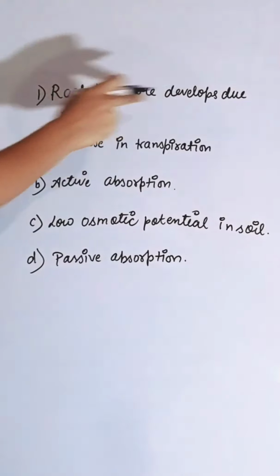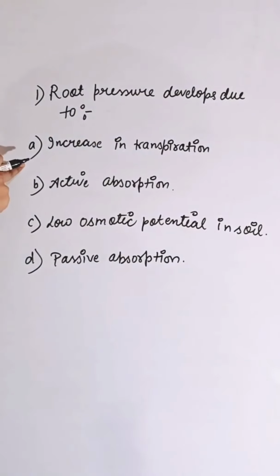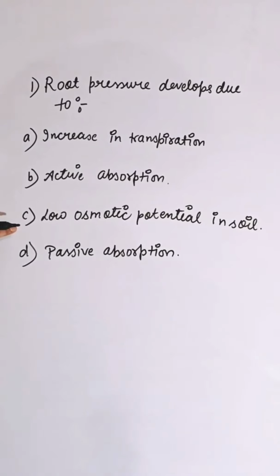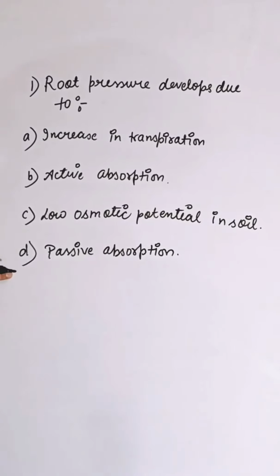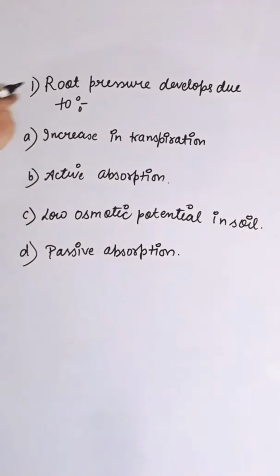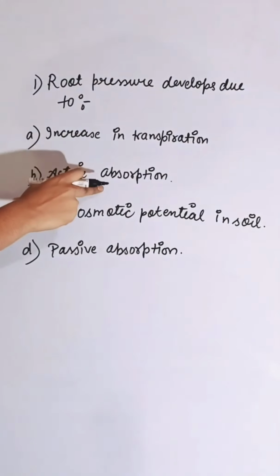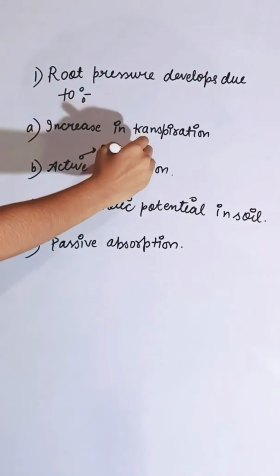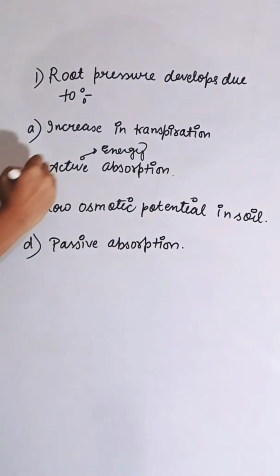Root pressure develops due to: first option, increase in transpiration; second, active absorption; third, low osmotic potential in soil; and fourth, passive absorption. Root pressure develops due to active absorption by the use of energy. So the correct answer is B.